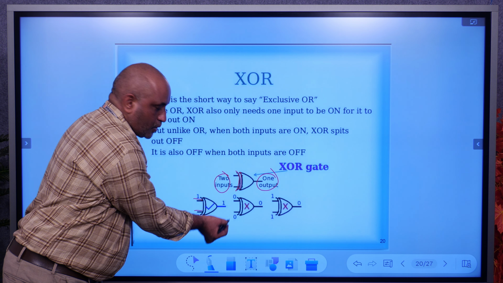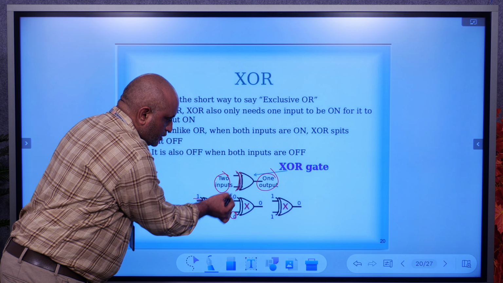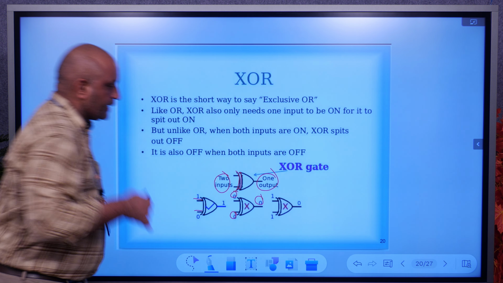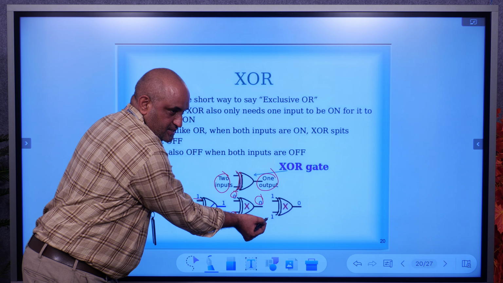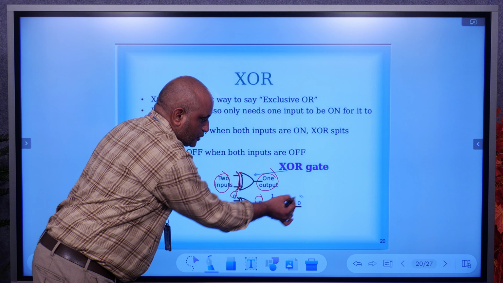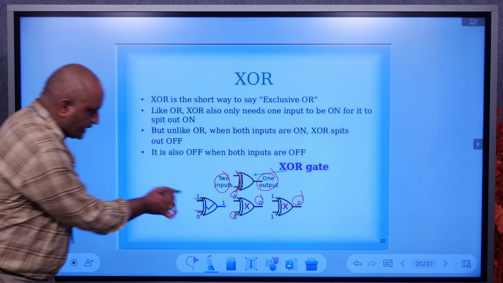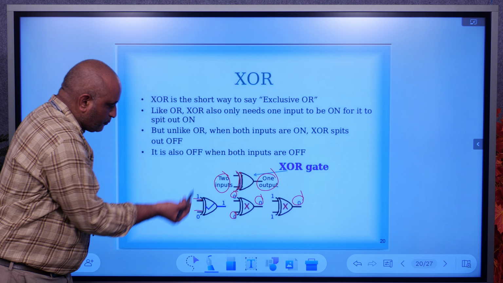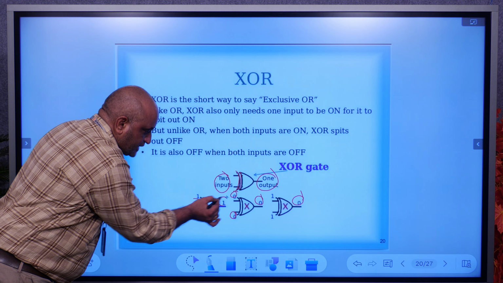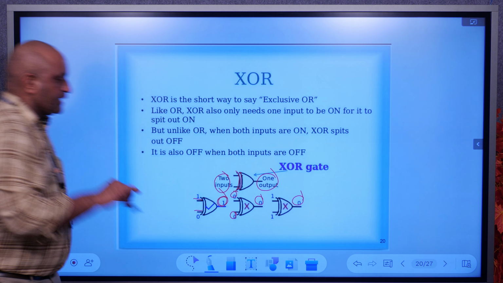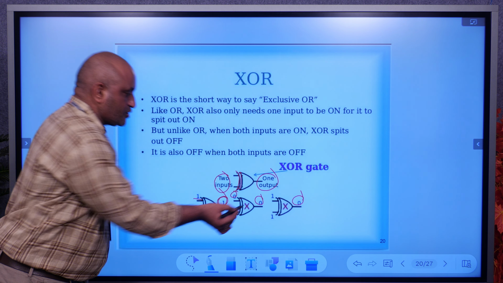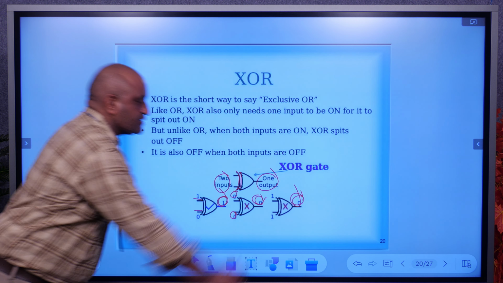In the case of exclusive OR, when both inputs are zeros, you get the output 0. When both inputs are ones, you also get the output 0. Now, simply to revise: if one input is 1 and the remaining input is 0, you get the output high. If both are 0 or both are 1s, you get the output 0. 0 is nothing but low.